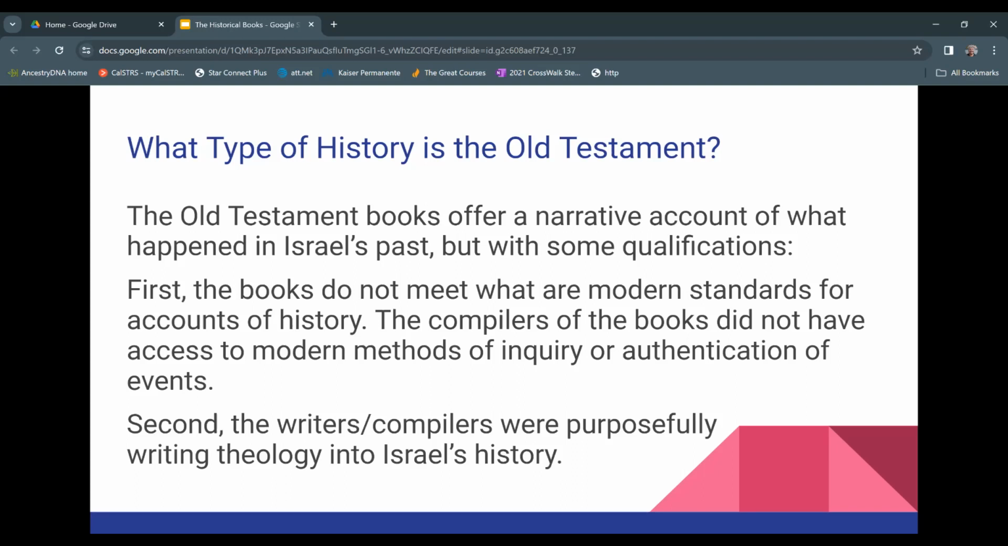And so they didn't have all the same types of resources we have. And second of all, the writers were purposely writing theology into history. So they have a purpose and a reason for writing their stories. And the reason is theological.